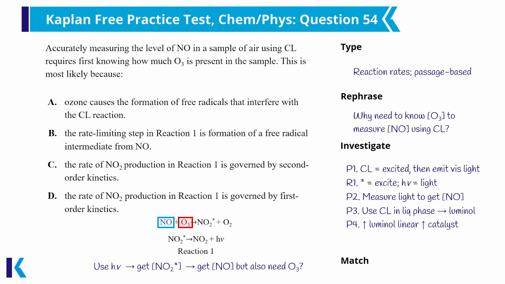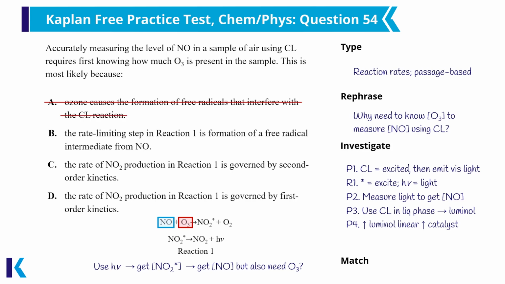I feel like I can get stuck trying to reason this out on my own, so instead, I'm going to go through the answer choices and see what I can eliminate, keeping in mind the connections in the reaction and the importance of ozone. A states that ozone causes free radical formation that interferes with the chemiluminescence being produced, but that's opposite. Ozone is in the reaction that causes the light to be produced in reaction 1.